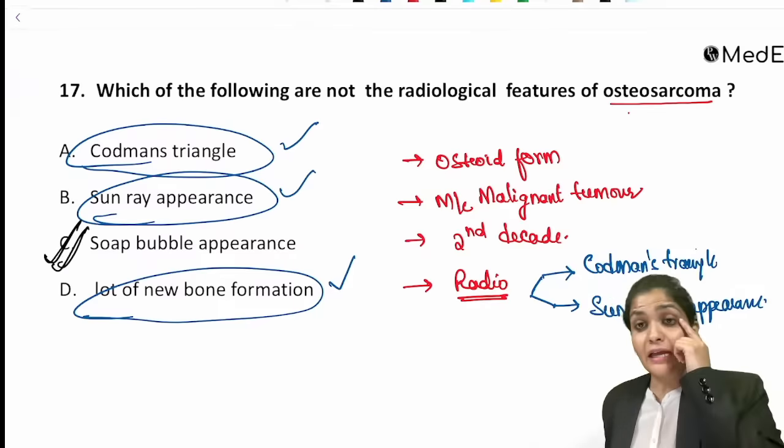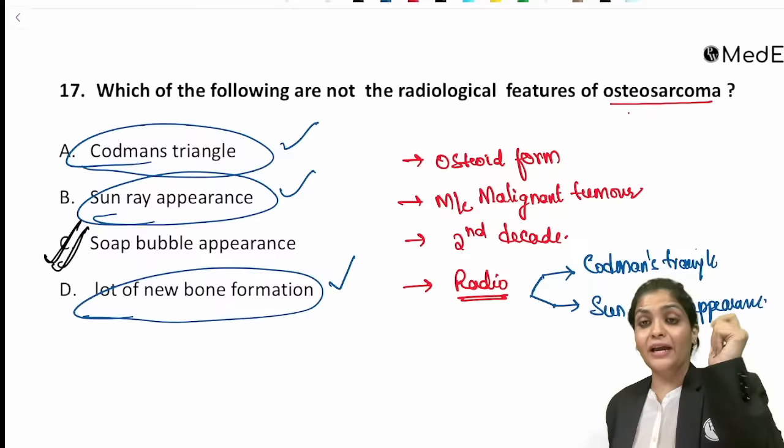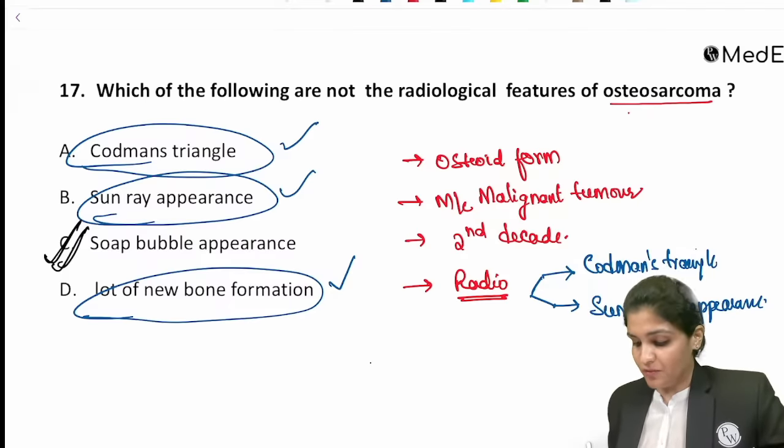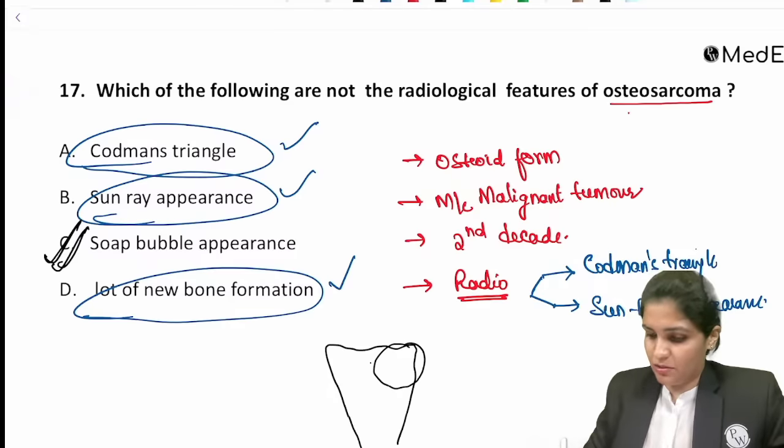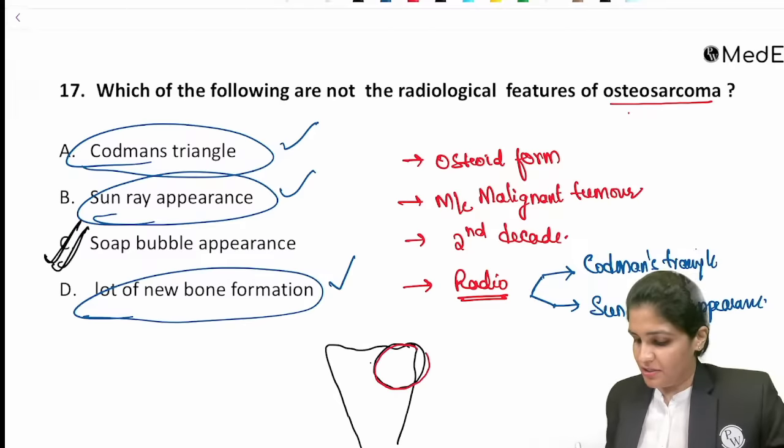Soap bubble appearance is seen in case of giant cell tumor. So giant cell tumor, why is this soap bubble? Because of the septa. So if you think this is your tibia and there is a formation of tumor, that is your epiphyseal region, and there will be thin septa. So this will give the appearance of a soap bubble.